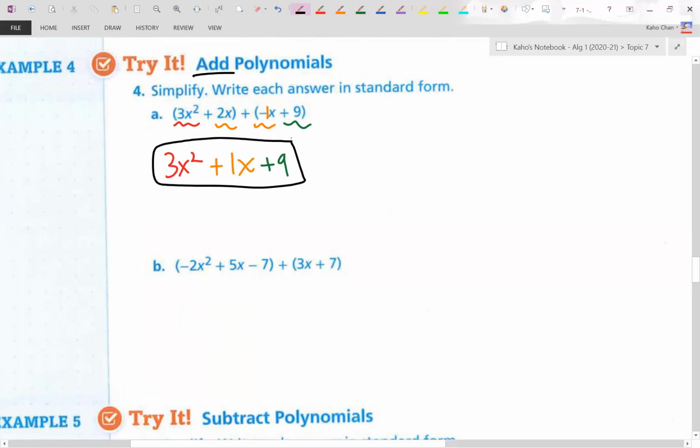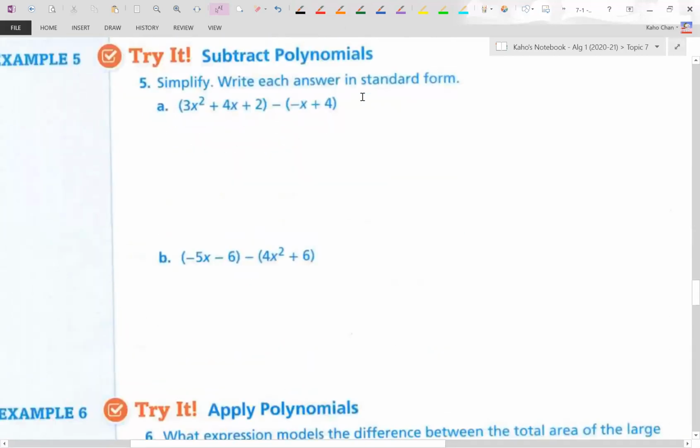For number 4a. 4b, let's combine like terms again. Any x squares anywhere? No, kind of boring there. How about x's next? 5x plus 3x is 8x. Nice. And then finally on the end, we have negative 7 plus 7. They go away. That's 0, which means we don't even have to write it. There's your answer for letter 4b. Let's go to subtraction.